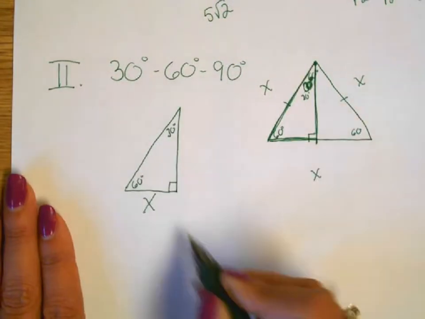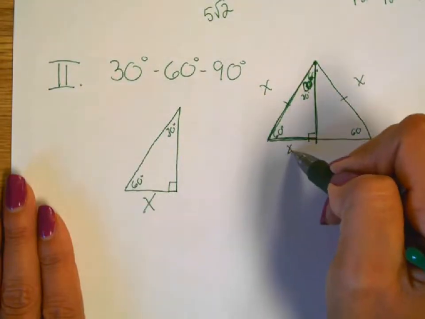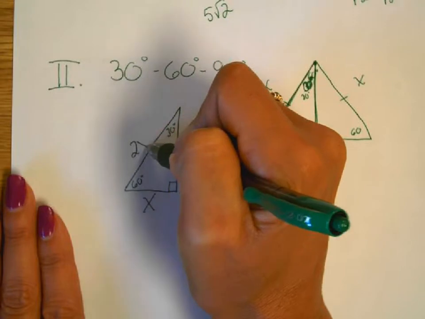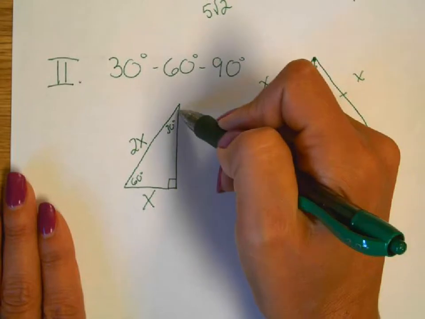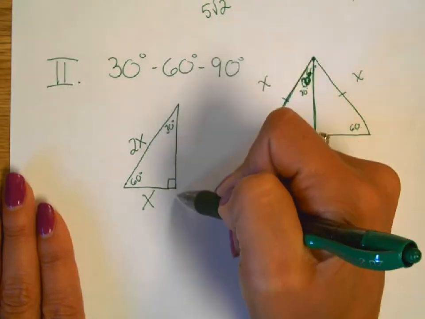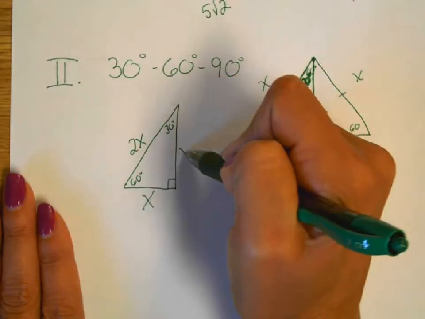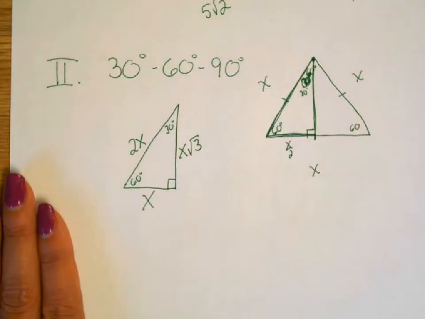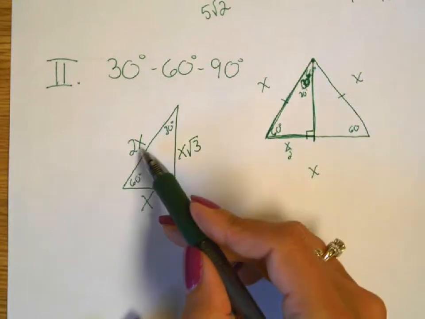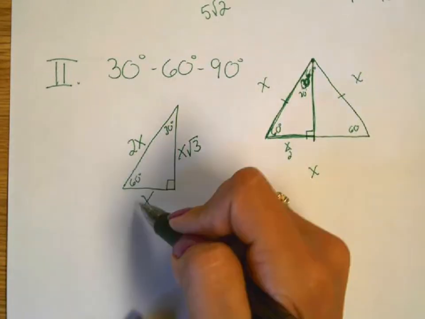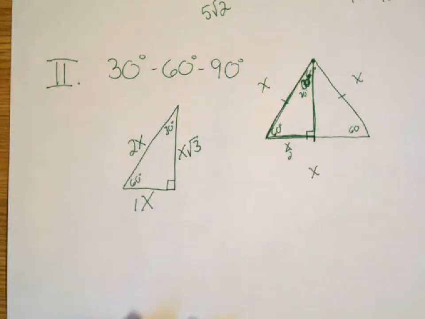So we'll call that 1x, and then we know that that hypotenuse is double it because of the relationship here. So we'll call this 2x. Do you remember the multiplier to get to the long leg? It was square root of 3. You take that short leg times square root of 3. So short leg is considered a 1, hypotenuse a 2, and then square root of 3. So see, 1, 2, square root of 3.